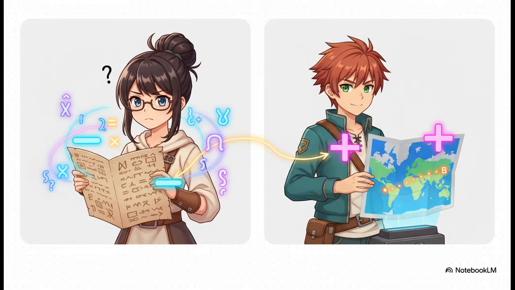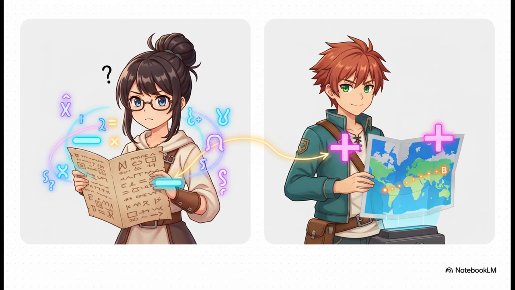Okay, let's put these two languages side by side with a really simple example. Let's say we want to move a function right 3 units and up 4. So, in function notation, the language of the rule, that's written as g of x equals f of x minus 3, plus 4. But in point notation, our map, it's a direct command. (x, y) turns into (x plus 3, y plus 4).